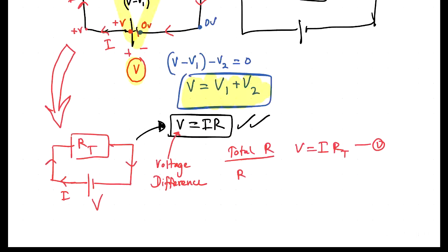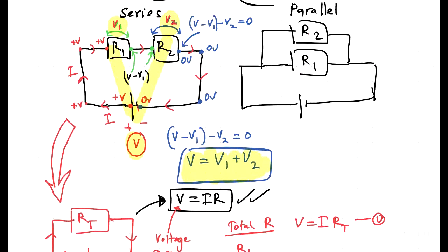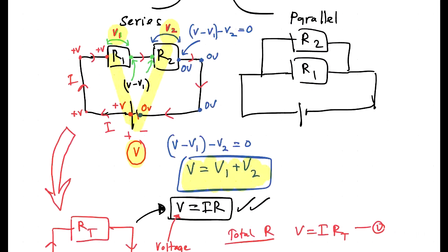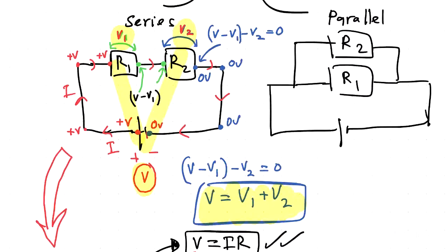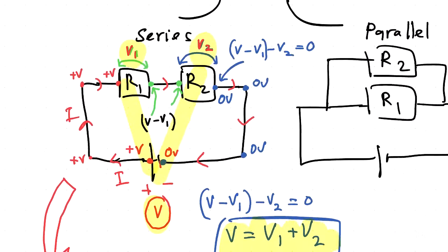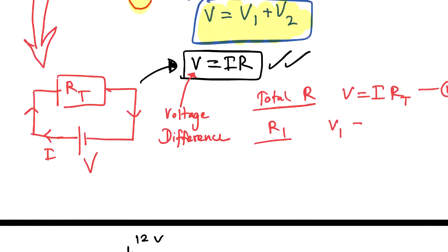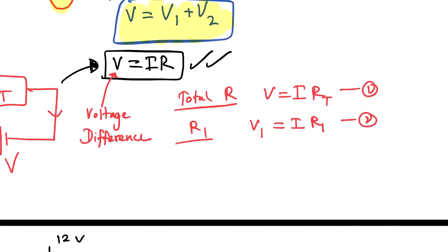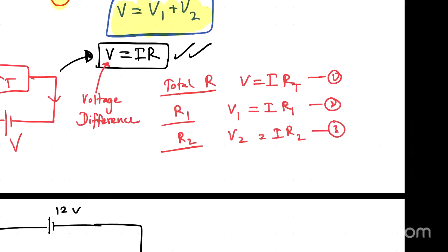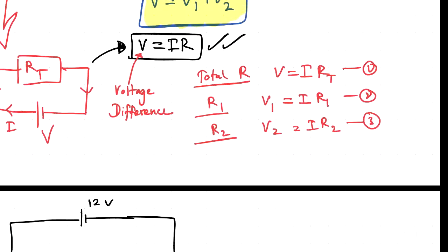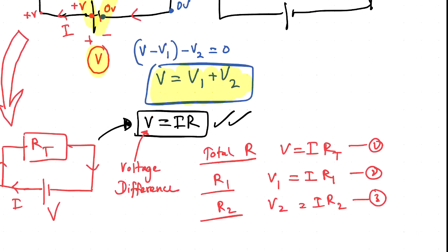And if we consider R1 in the first system, we are applying V equals IR here. So the voltage difference is going to be V1 equals current I times R1. This is the second equation. And if we consider R2, V2 equals I R2. This is the third equation. Now with the combination of these three, we are going back to this one.